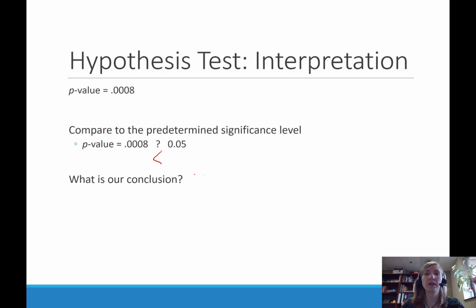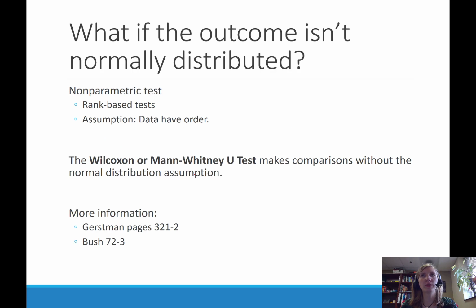There is enough evidence to conclude that there is a difference in the true mean sleep hours between high school students who did not take AP or college courses and those who did. If the outcome isn't normally distributed, we have an alternative to a t-test. In this case, the non-parametric test is called the Wilcoxon or Mann-Whitney U-test. More information can be found on the listed pages in the textbook, by using Google, or by asking me.